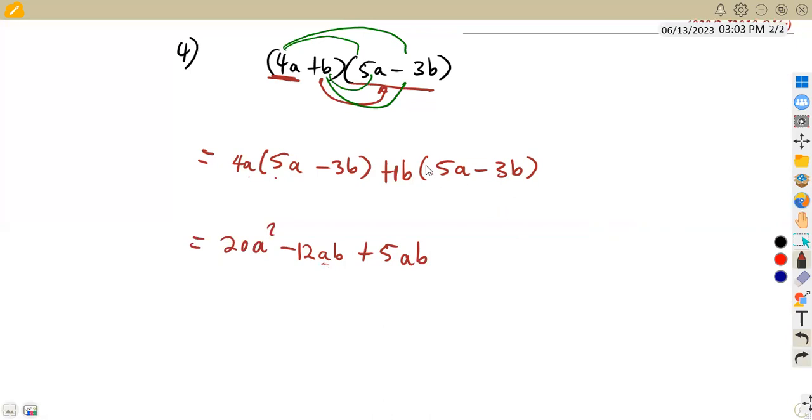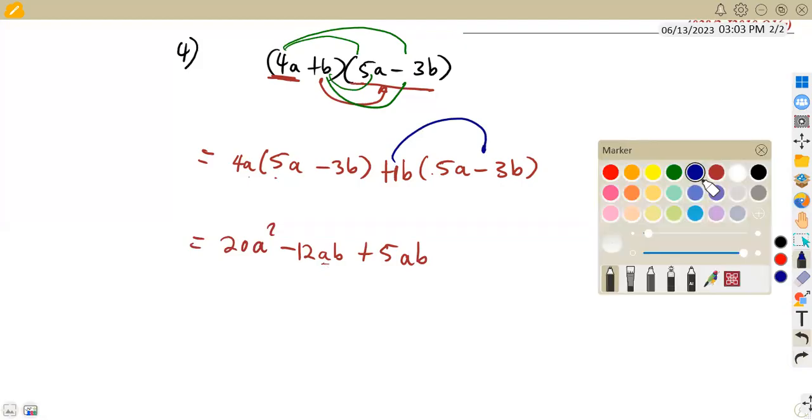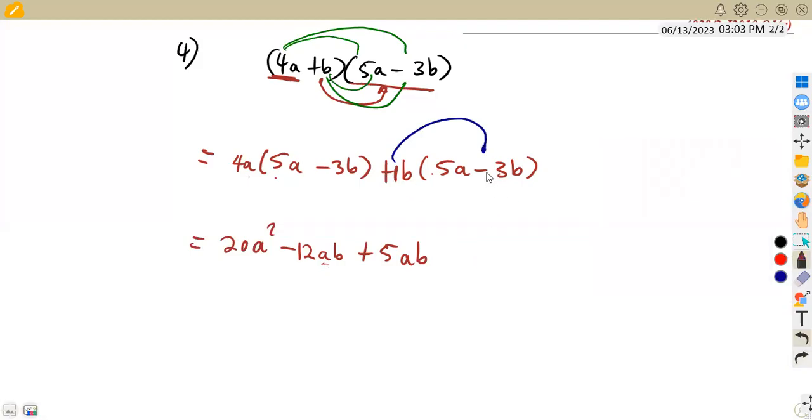All right, so we move on to the next term. It's a b and negative 1b. So that would be negative 3b. So it's positive negative, which is going to be negative 3b squared. There is b, there is b. So this is going to give us a b squared. Then we can collect our like terms.